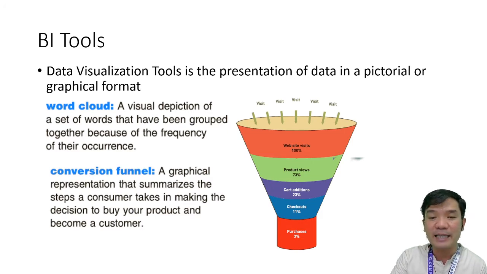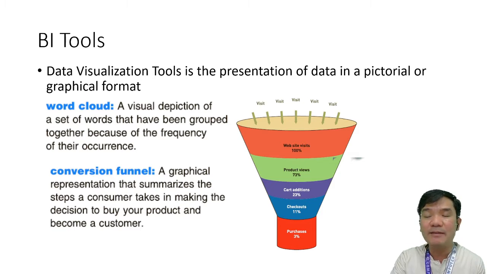Next is the conversion funnel, a graphical representation that summarizes the steps a consumer takes in making the decision to buy your product and become a customer. So this is a specific graphical visualization for business. This is an example of a conversion funnel. The diagram itself shows how it can be interpreted. We start with the visits, then the number lessens until we see how many percent of those who visit are actually purchasing the product.